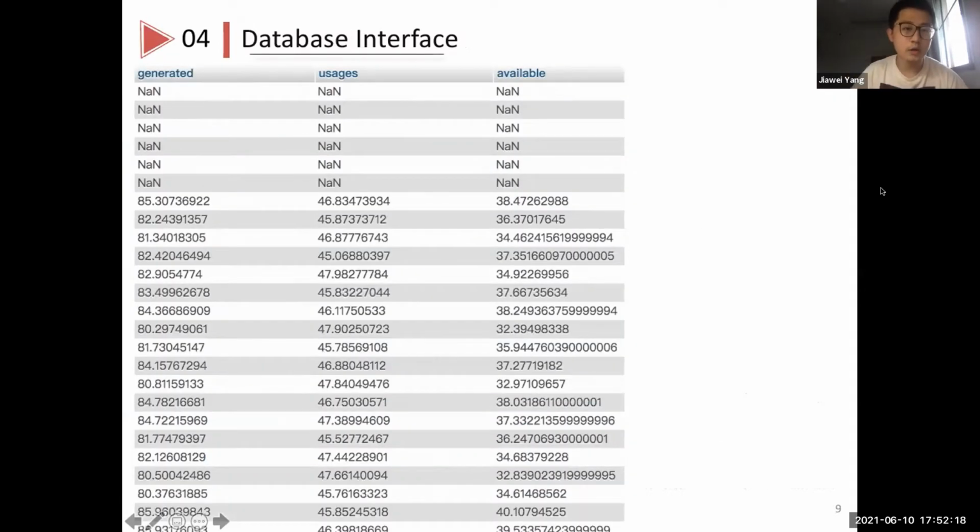This is the format of our own database, from which data are pumped to our own blockchain. As you can see, it shows how much energy is generated, how much energy is used by this prosumer, and how much surplus energy could be traded within the microgrid.